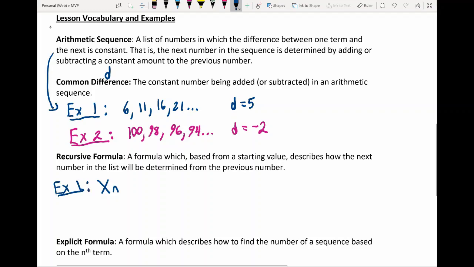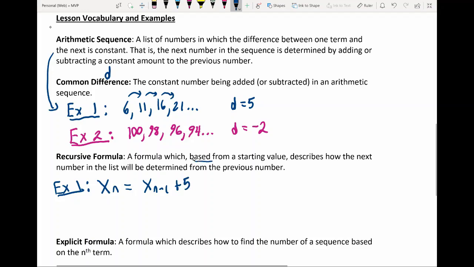So if I take example 1, 6, 11, 16, 21, it usually starts with x sub n equals x sub n minus 1. So what that means is if n is 10 and I want to know the 10th number, then 10 minus 1 is 9. I need to do something to the 9th number to get to the 10th number. And so how do I get from one number to the next in this list? Well, we said we added 5 each time. So that's the way that it would look.